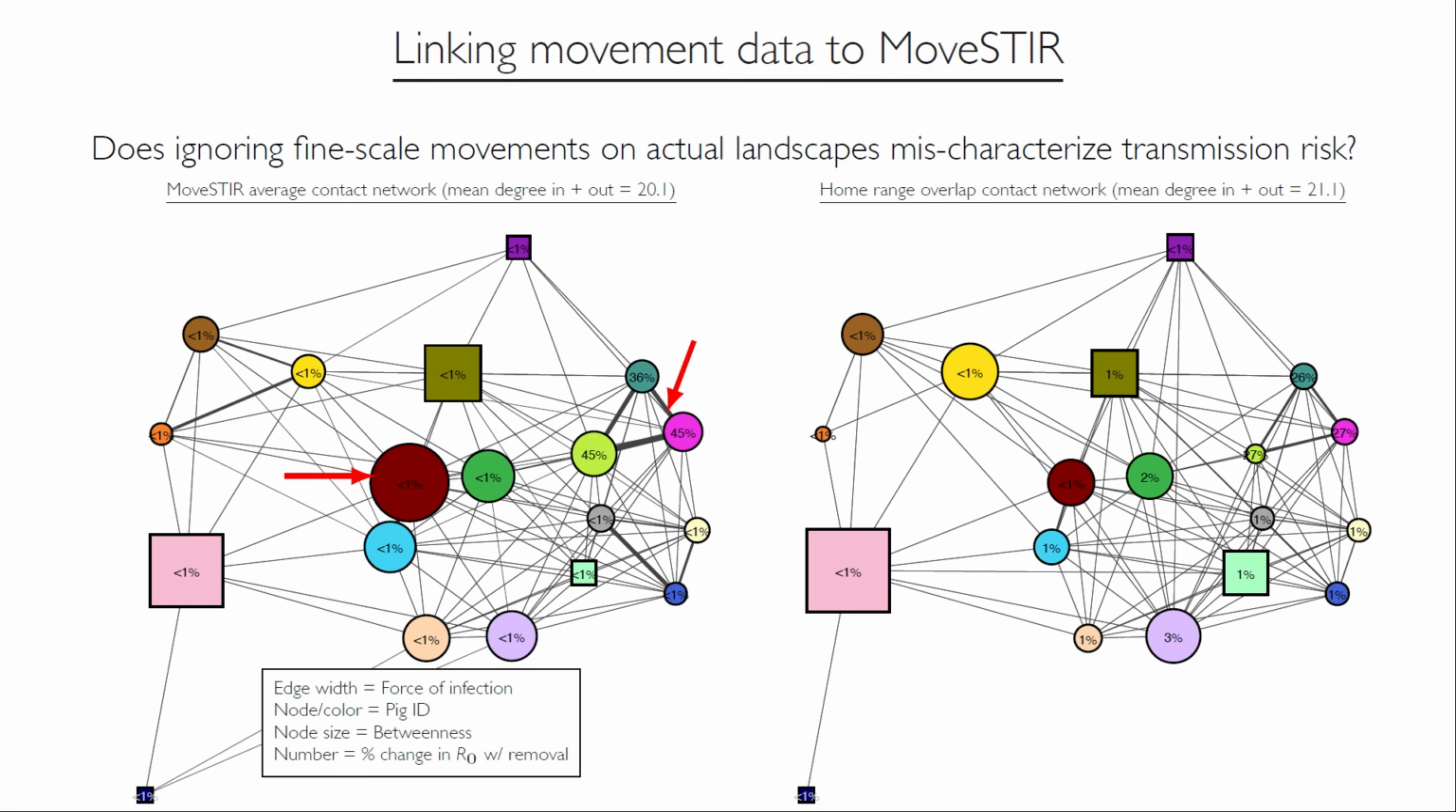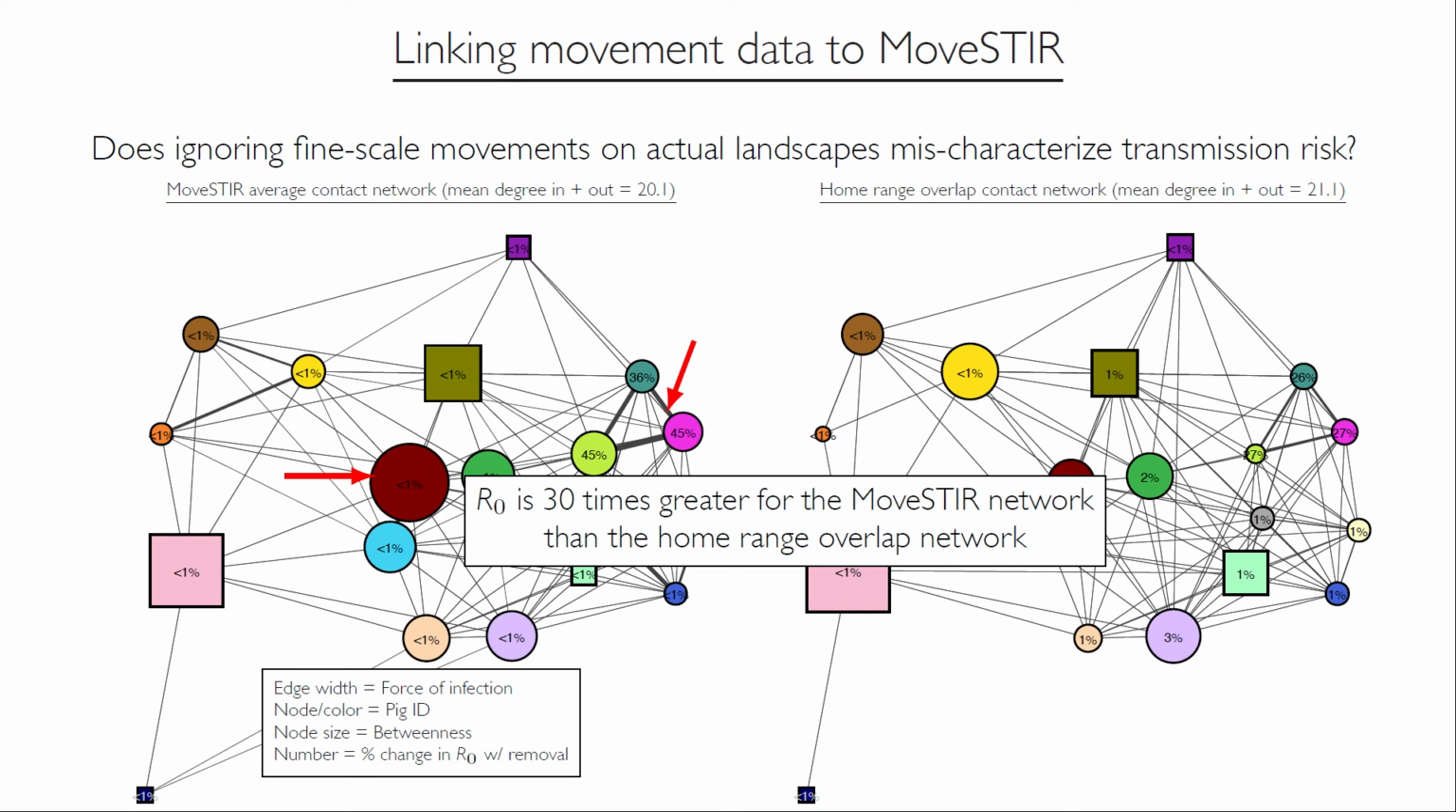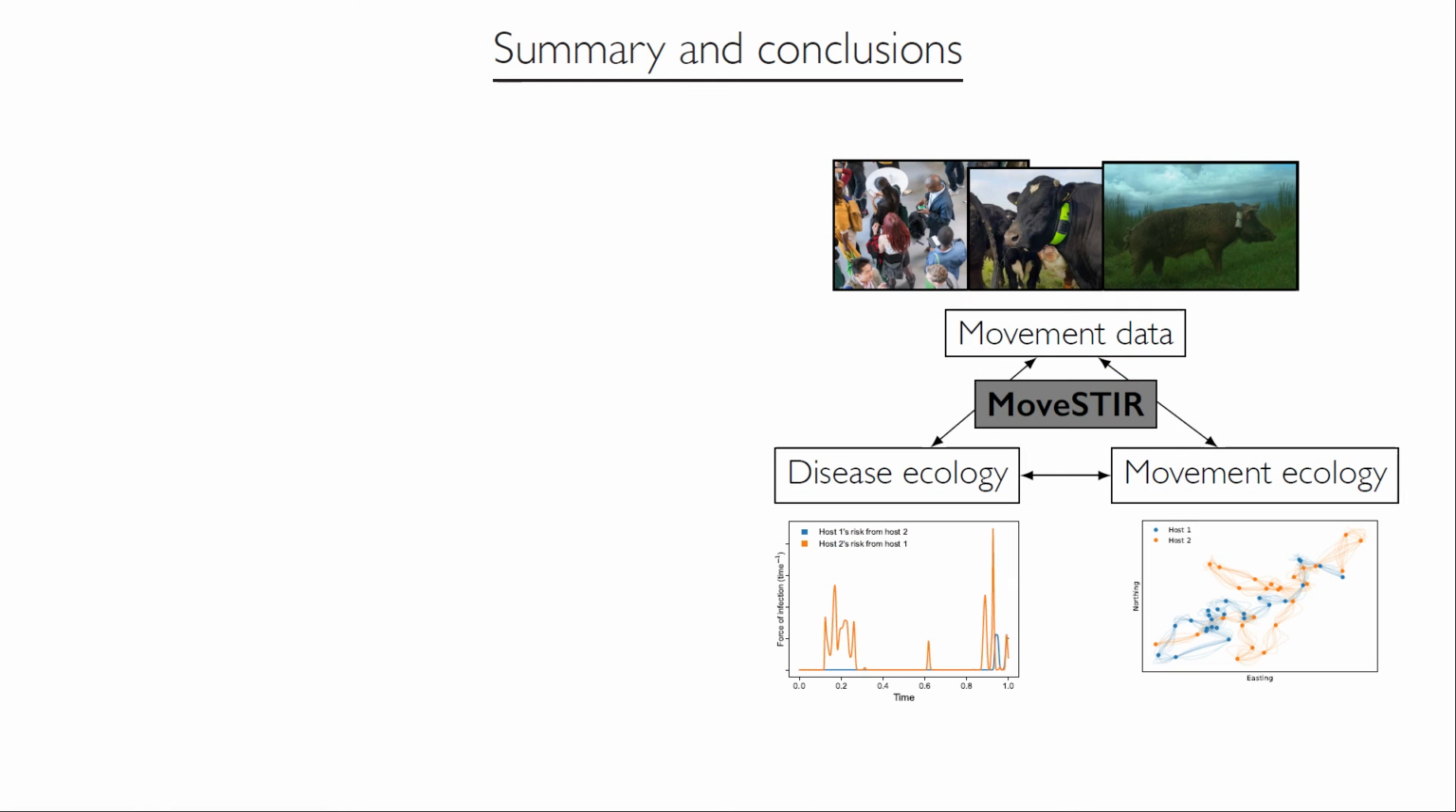Now, if we want to encapsulate these differences in, say, one metric, we might want to look at R0 on these two different networks. And when we do this, what we see is that R0 is actually 30 times greater on the Movester network than it is on the home range overlap network. So ignoring these fine scale movements significantly changes our epidemiological inference.